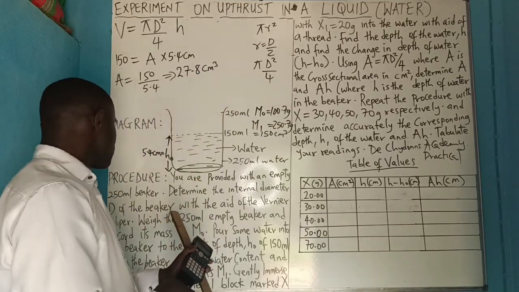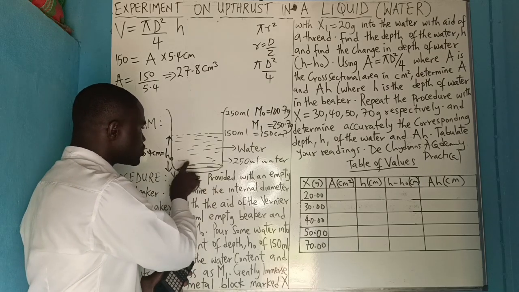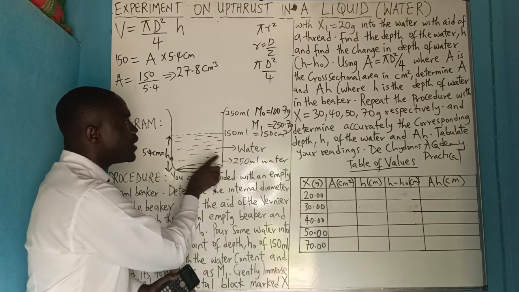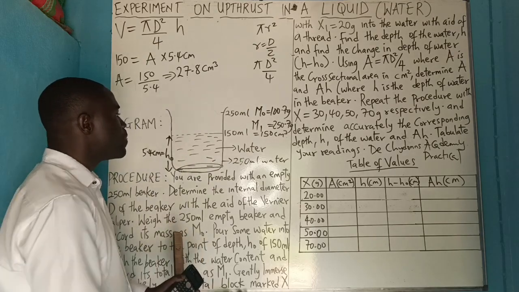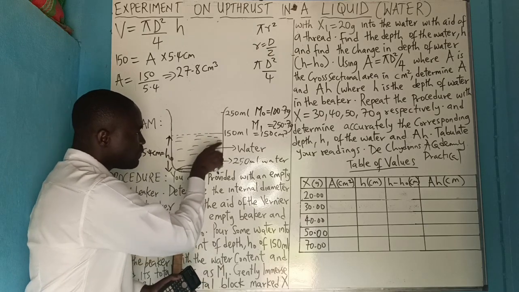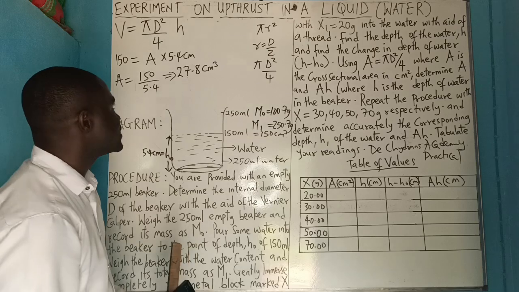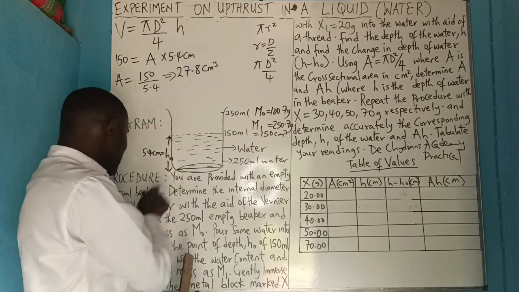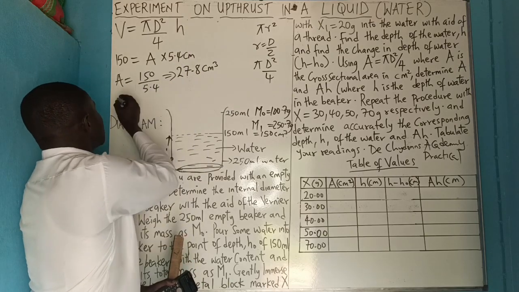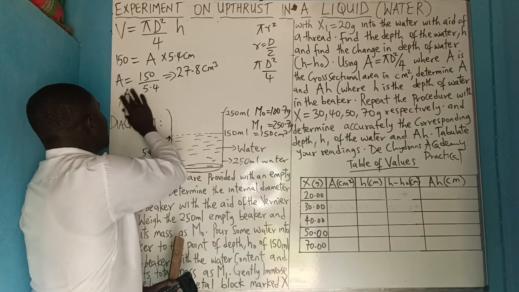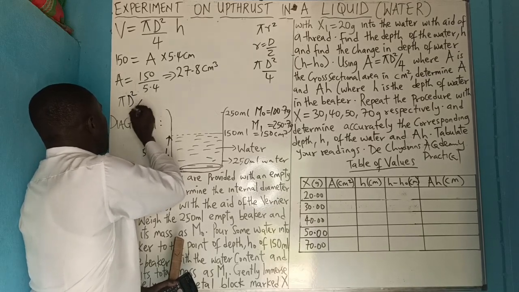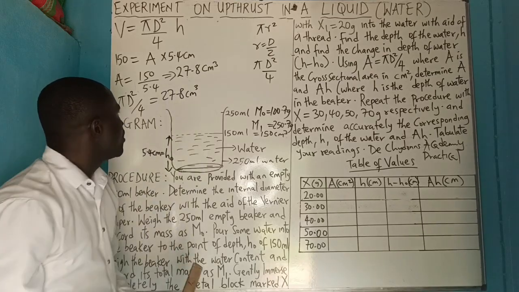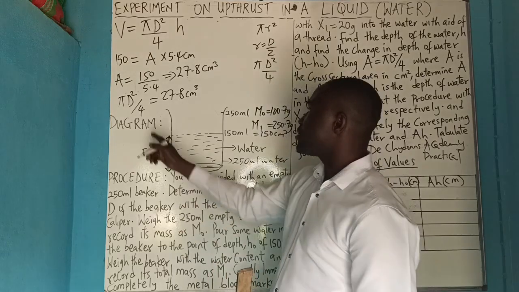Yes, that means we have gotten the area of the base, which we said the base of the water is the same thing with the base of the container, because water takes the shape of the container it is inside. Now we have gotten our area to be this. Now they say we should get our d. We tell them that pi d square all over 4 is equal to 27.8 cm squared. Making d square subject of formula.